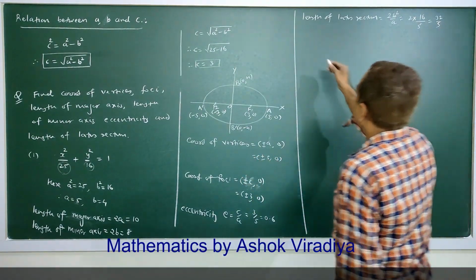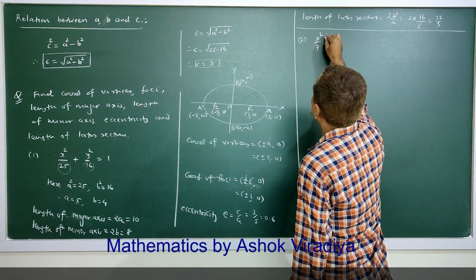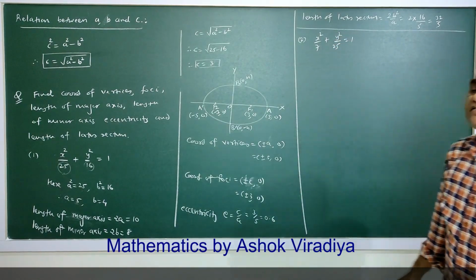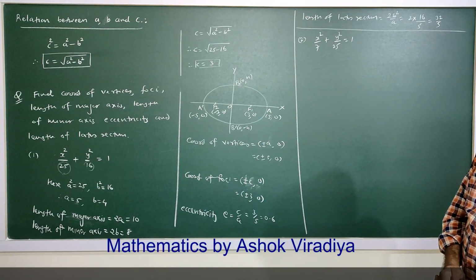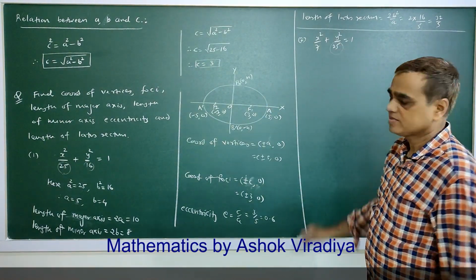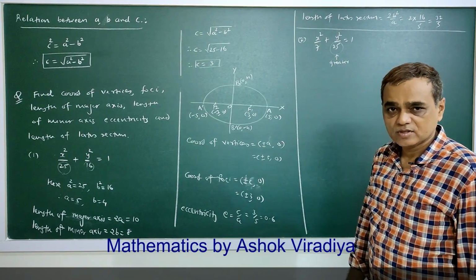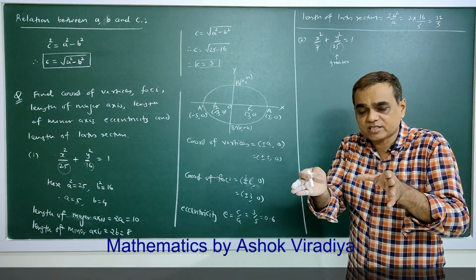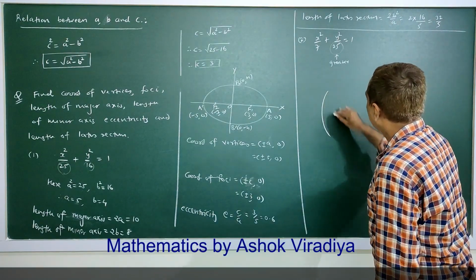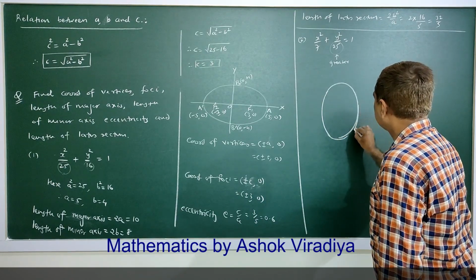Now let me take a second example. Suppose we want x square upon 7 plus y square upon 25 equal to 1. We want to find everything for this equation. Now look here. The denominator of y square is greater. So its major axis lies along the y axis. So this is the second type.